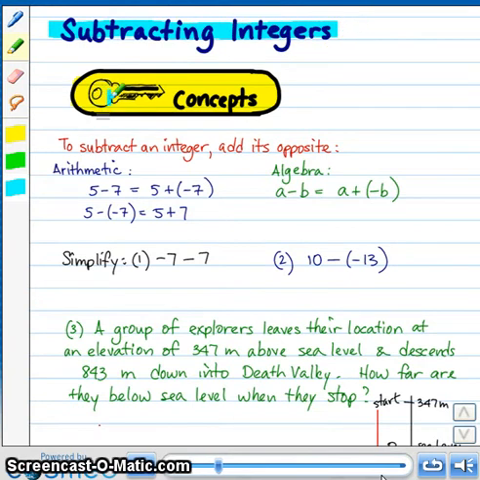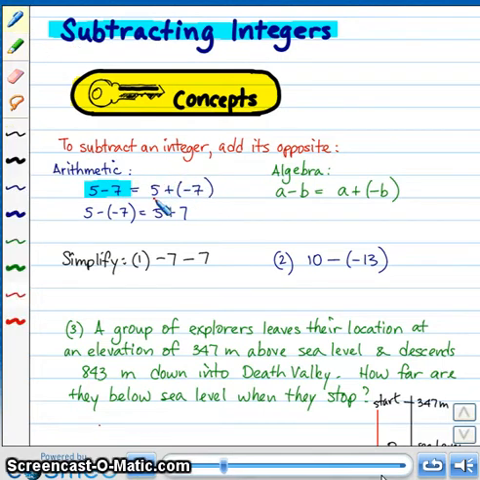Okay, here are just a couple of key concepts. First of all, to subtract an integer, we want to add its opposite. So if I have 5 minus 7, I'm going to take 5 and add the opposite of 7, which is negative 7. 5 plus negative 7.